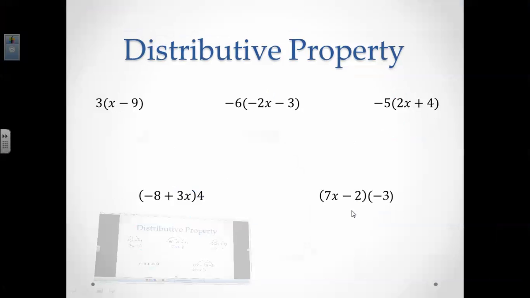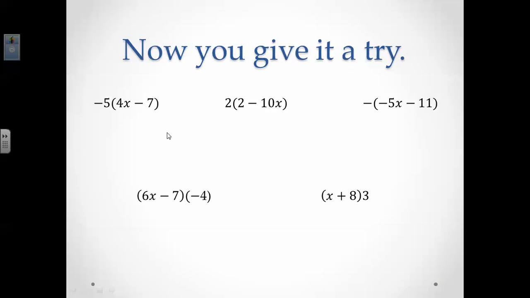So now I'm going to give you a set of problems to work on your own. So go ahead and pause the video, attempt these 5 problems, and we'll see how you do. All right, my friends, I'm going to flip to the next slide and show you the answer. So this is what you should have come up with for your 5 problems.